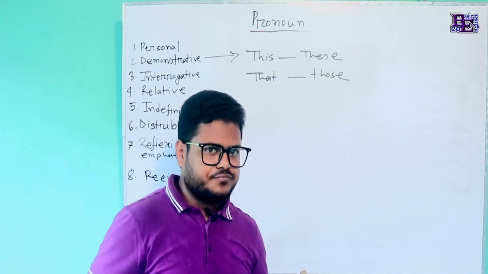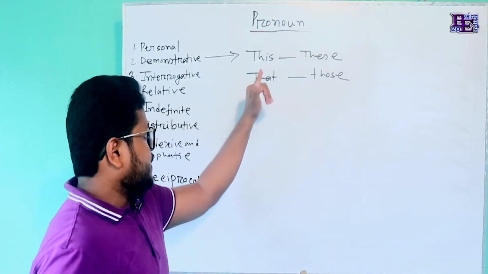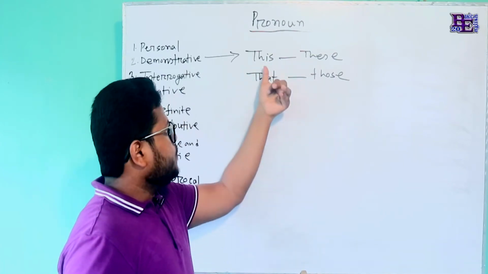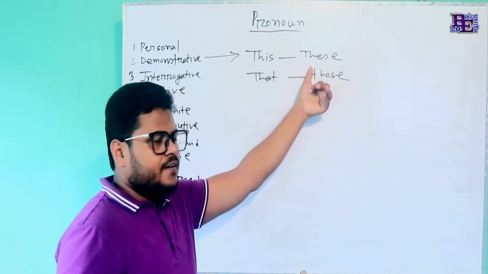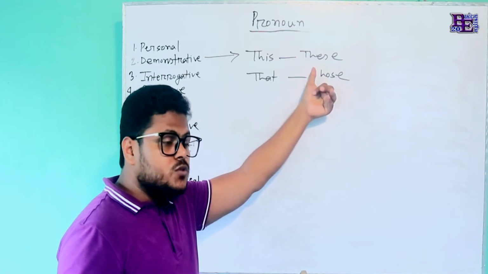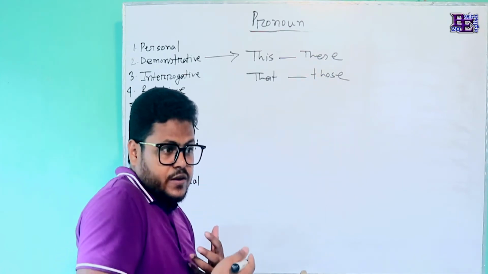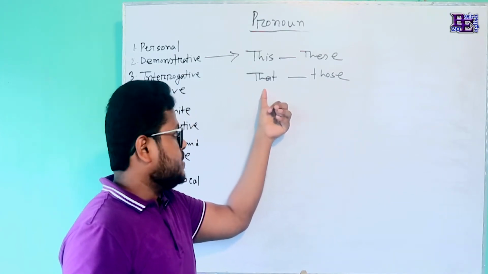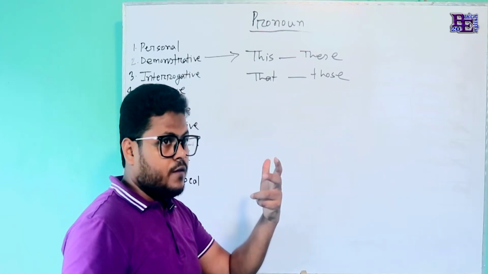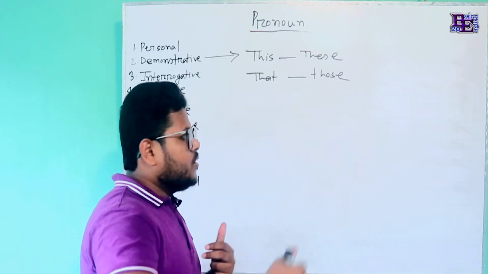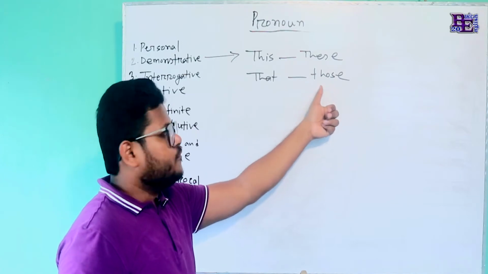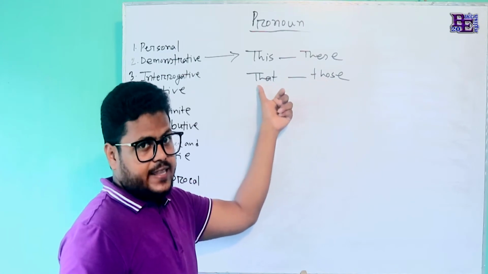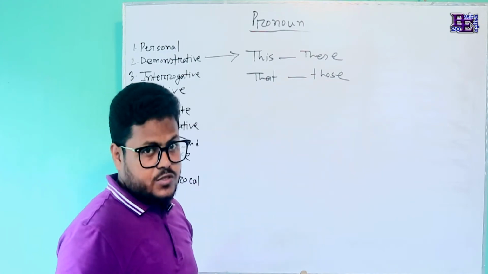Okay, let's see. So here you can see this is singular and it is used for the nearest thing, and the plural of this is these. They are plural. They are also used instead of the things that are nearer. On the other hand, that is also singular, but it is used to refer to the thing that is staying away. Okay, and those is the plural form of that, and the use of those is like that. Okay, so let's get some examples here.